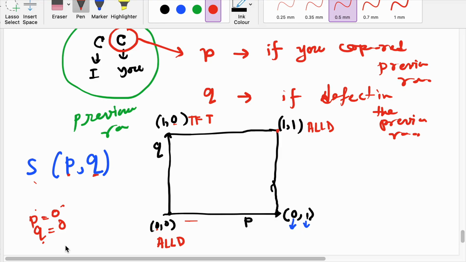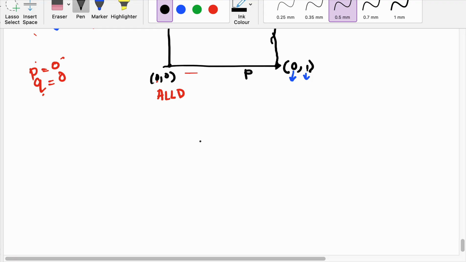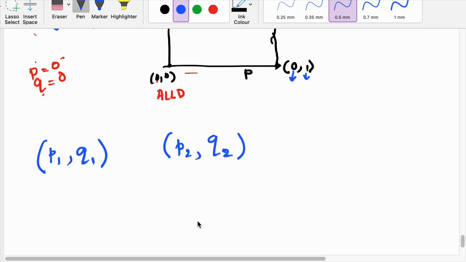Now this is the strategy space. Now let us do one thing. What will happen if someone is playing that game? Suppose my strategy is p1 q1. That means with probability p1 I will cooperate if I see you cooperated in the previous round, and with probability q1 I will cooperate if I saw that you defected in the previous round, and your strategy may be p2 q2. Now the question is what payoff I will get?